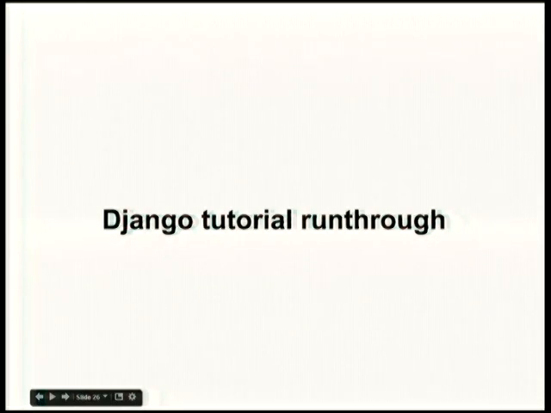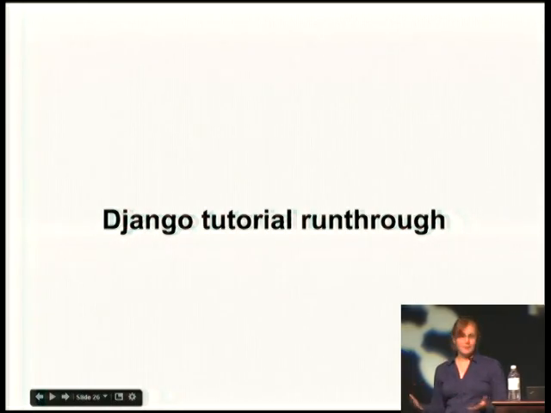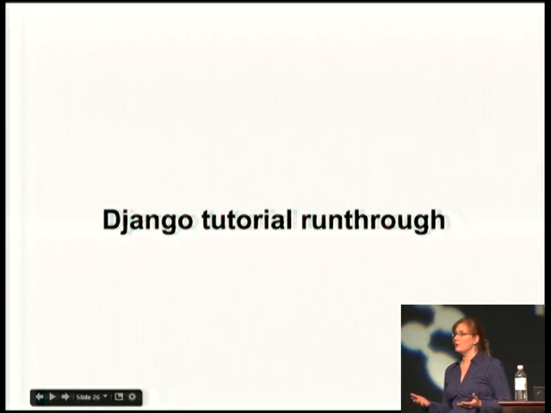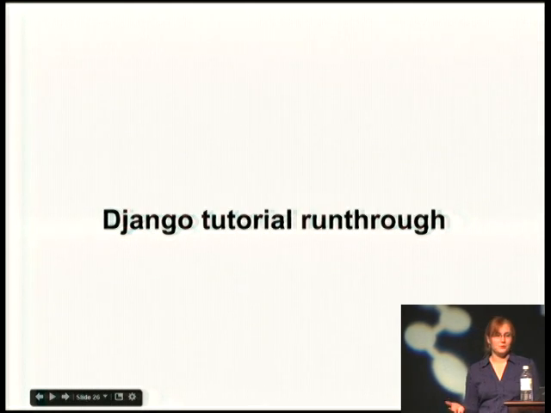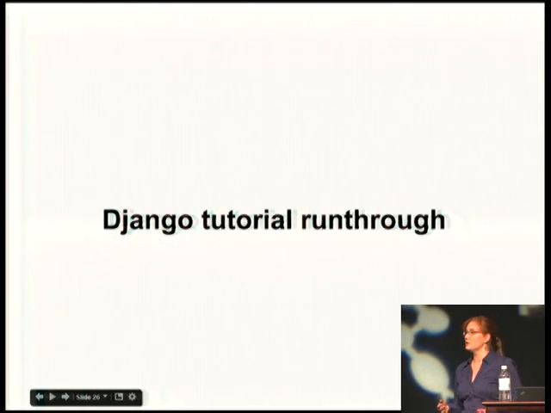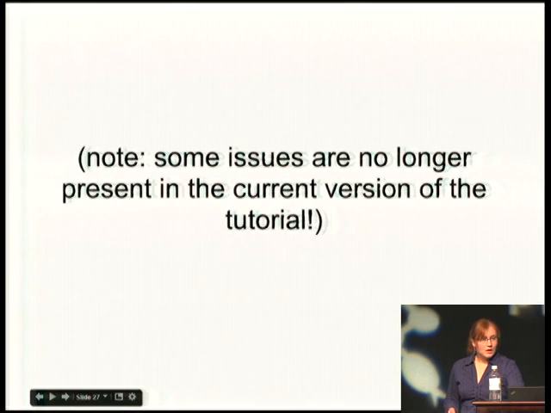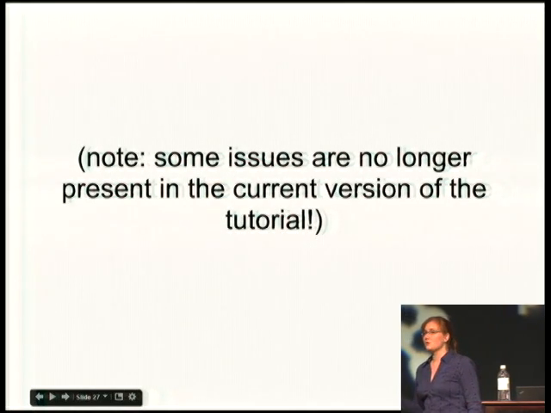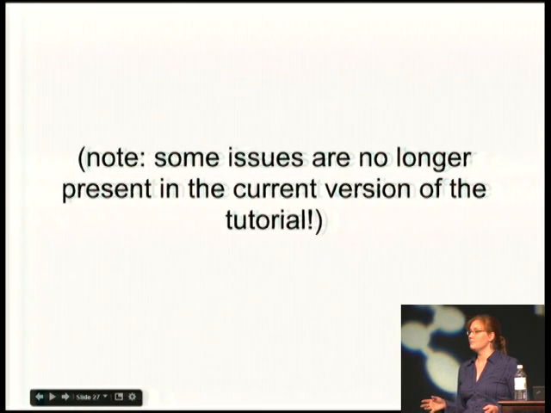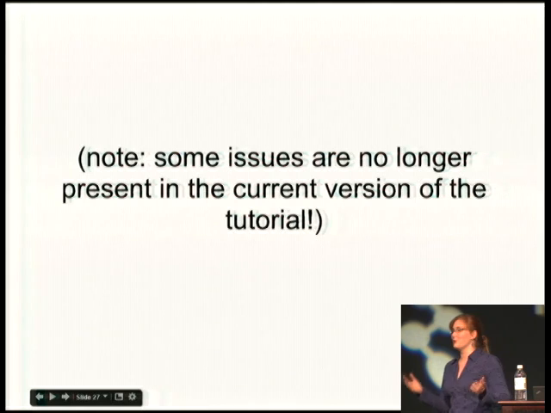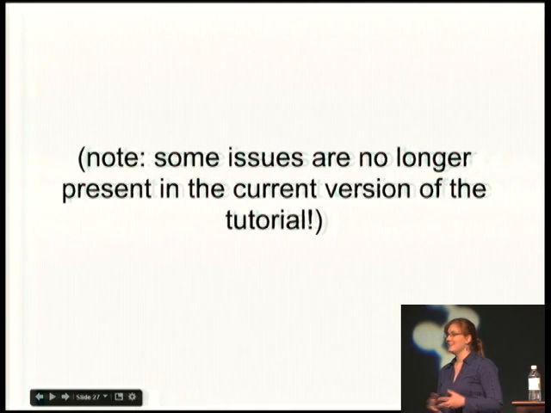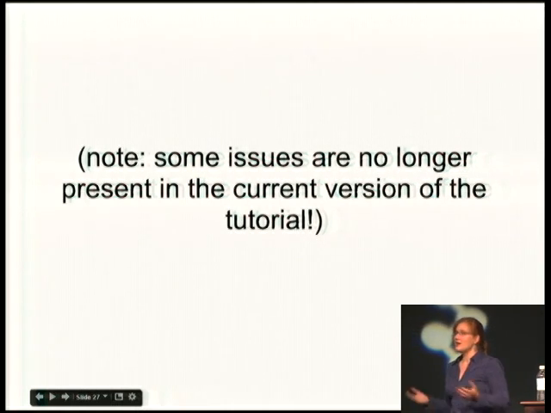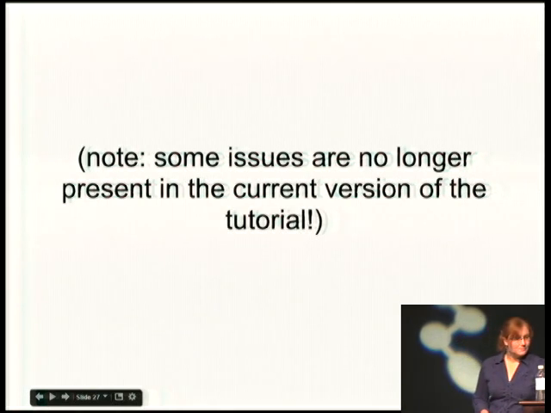So what we're going to do next is go through the Django tutorial step by step, do a run through, and point out all the places where our two fictional users might get stuck or misled or confused, and otherwise not know what to do next. It's worth noting that some of the issues I'm going to point out have actually been fixed. There have been some updates to the Django tutorial, which is great. So I'll just pretend those aren't there for the purposes of learning. Some of these issues aren't there anymore. Some still are. That's fine.